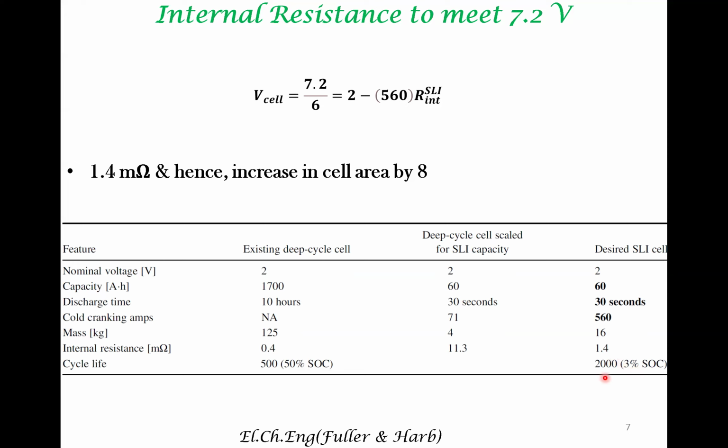The cycle life is much larger as opposed to the cycle life here. Here, you are discharging to 50%. Based on that, you are getting the cycle life to be 500. That is, it can be charged and discharged 500 times. As opposed to that, if you discharge to a very limited extent, your cycle life increases.